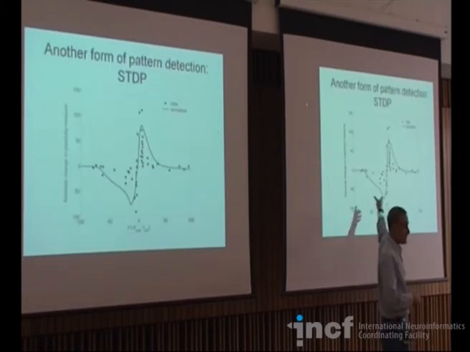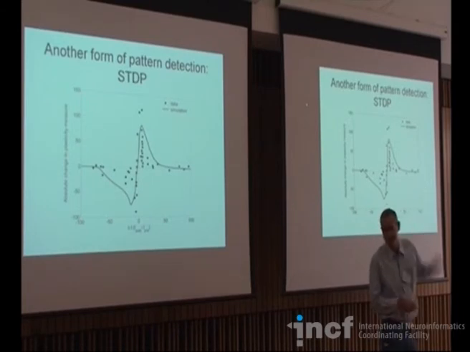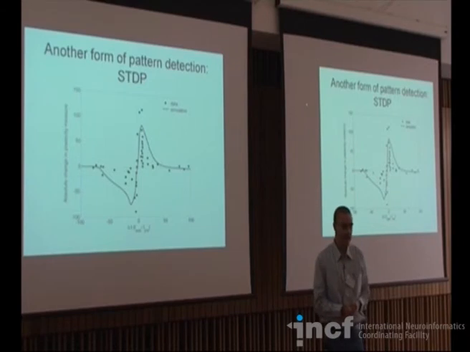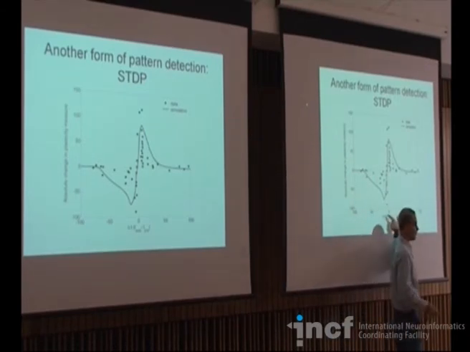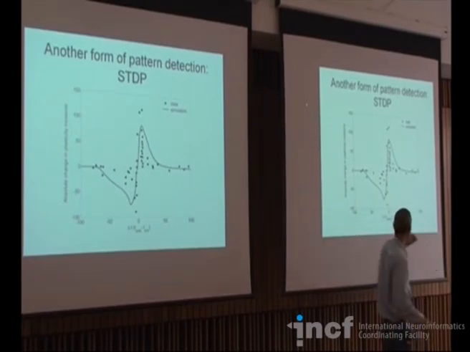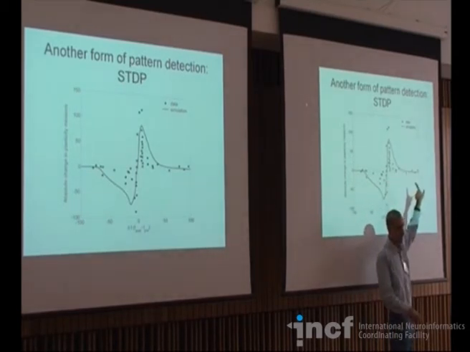Okay, so how many of you recognize this? Yeah? Good. So this is the spike timing dependent plasticity curve. This is on a completely different time scale. This is on a millisecond time scale. That was on the many seconds, the hundreds of seconds time scale. So 1,000 times faster, you still have exquisite pattern sensitivity.